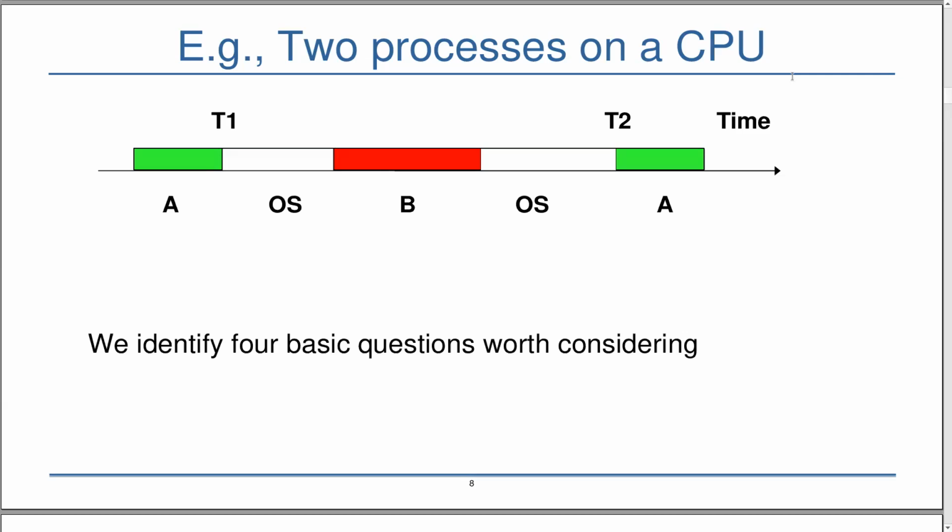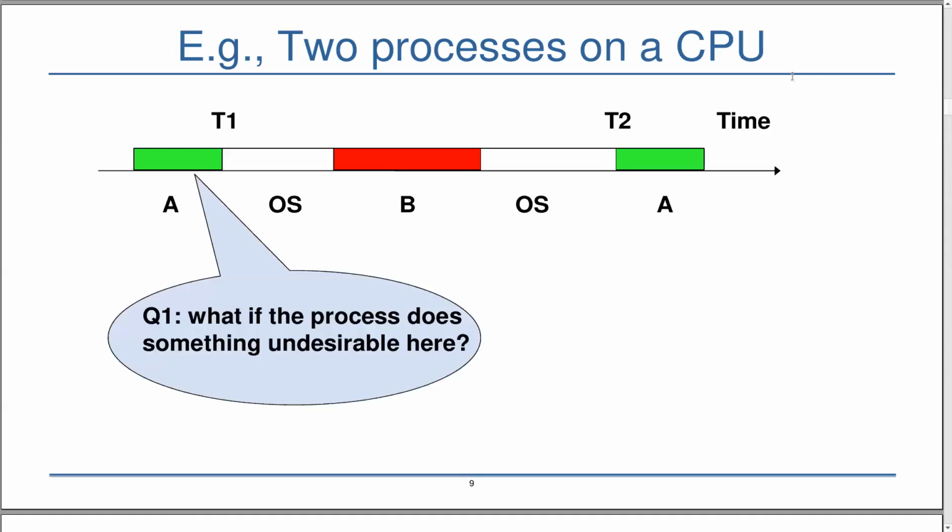So let's identify some questions that we want to answer. The first question is, what if the process is doing something undesirable here? It shouldn't damage the entire system, because there are multiple processes running on the same core, on the same CPU. So what if something bad happens here? We will get to the point of what bad is, but let's say you call some illegal instruction. What are we going to do here?